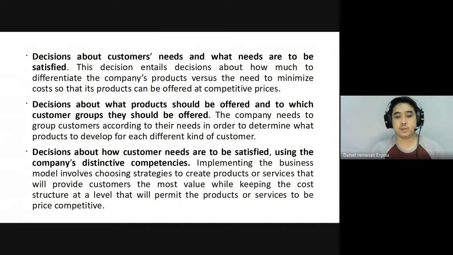Third is the decisions about how customers' needs are satisfied using the company's distinctive competencies. So how are we going to satisfy those needs? So that is the third decision. Buffet or per table? Okay, so it depends.